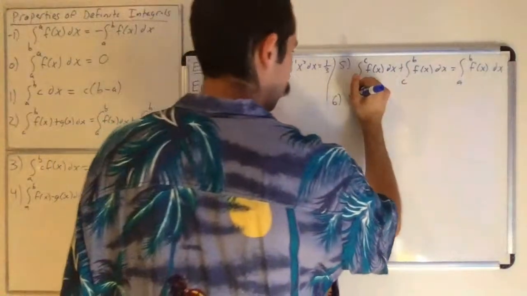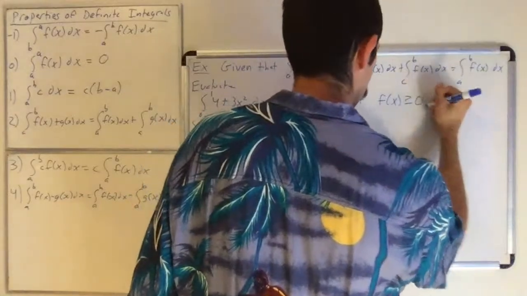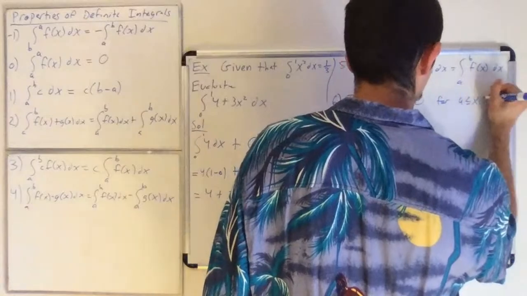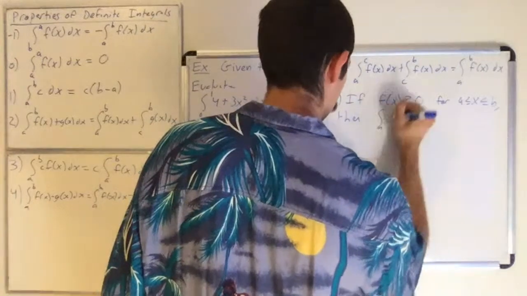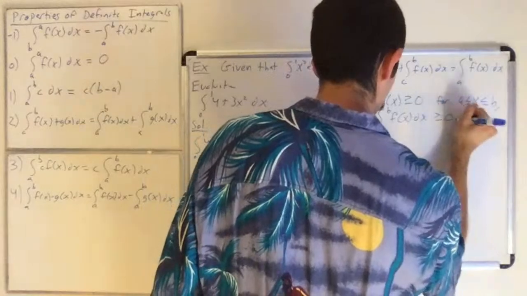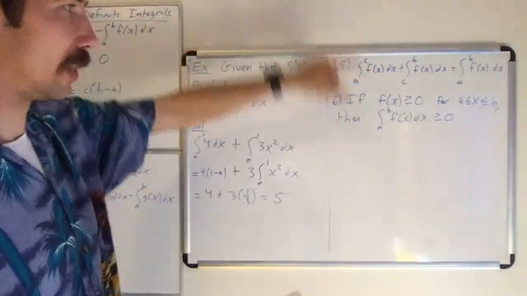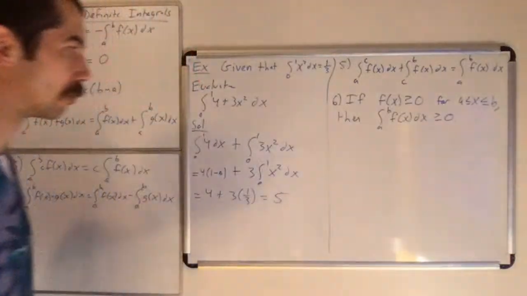Six says if f of x is positive on this interval, then so is the integral. So if f of x is non-negative, then the integral of f of x is also non-negative. Right? If f of x was non-negative, then this integral represents the area under the curve. And so an area obviously is going to be positive or non-negative.